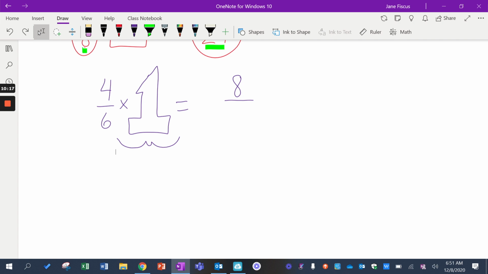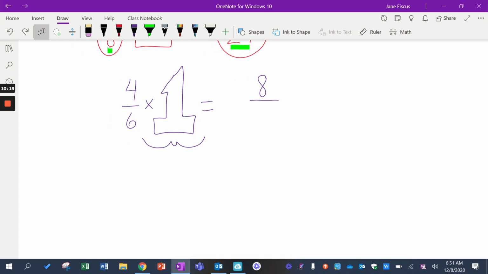Well, let's think about our fraction. The numerator 4 times what equals 8? That would be 2. And so we know this must be 2 over 2 because in order for this to be 1, it has to be 2 over 2. So 4 times 2 is 8, so the denominator 6 times 2 is 12.